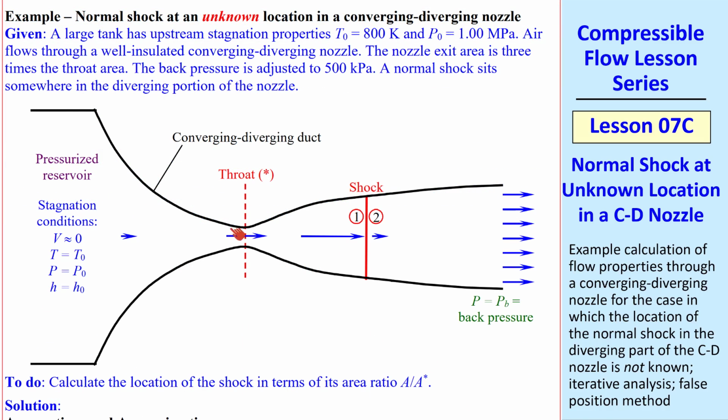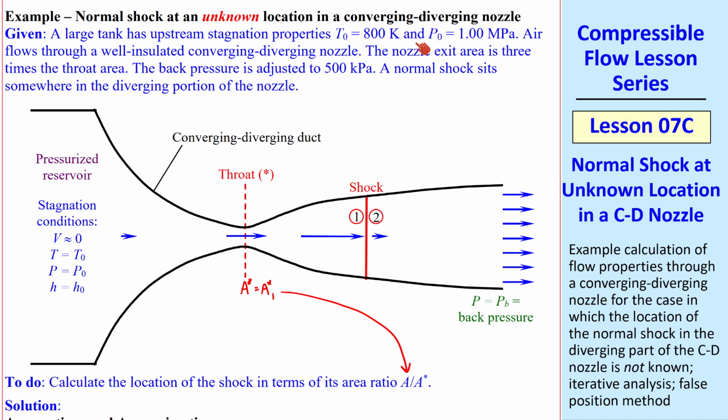We have the same setup as a previous example where we knew the location of the shock and we calculated the back pressure. Well, in this problem we do the reverse. We know the back pressure, it's given, but we don't know the location of the shock. So we need to calculate the location in terms of its area ratio. And we note that this area A star, the throat area, is also A star 1. And that's what we want to use for our final answer.